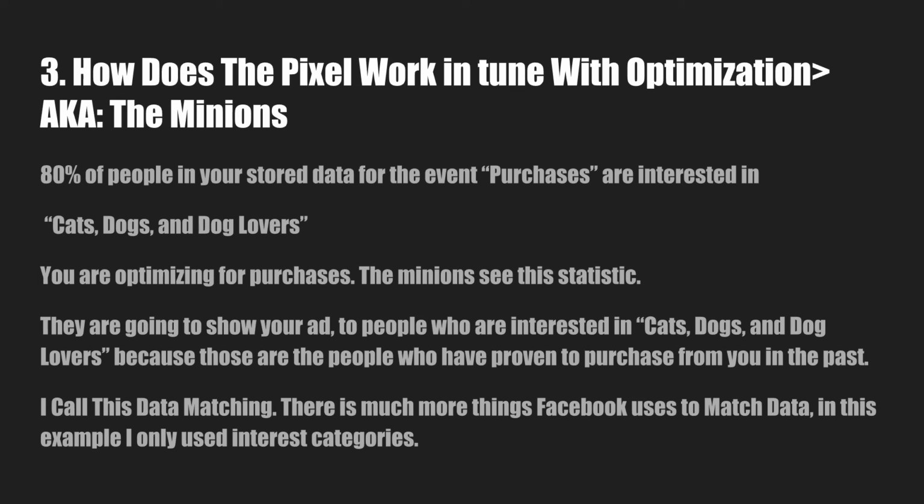Another thing: I just mentioned 80% of the people in your stored data for the event purchases are interested in cats, dogs, and dog lovers. This is not the only thing they can match up. It can get a lot more complicated. I just wanted to keep it simple for this example. For example, 80% of the people are interested in cats, dogs, and dog lovers, and 70% of those people are married, and 60% of those people are female, and 80% of those people have a job. And it goes on forever.